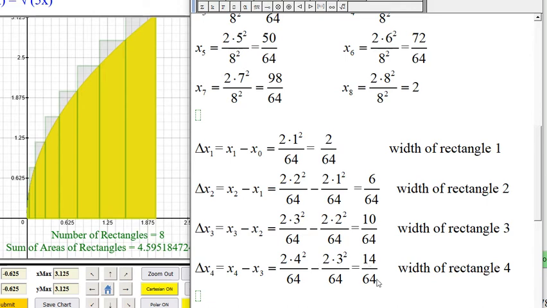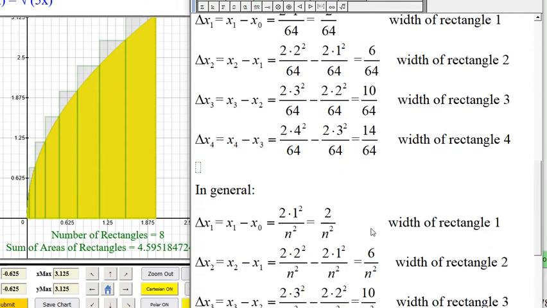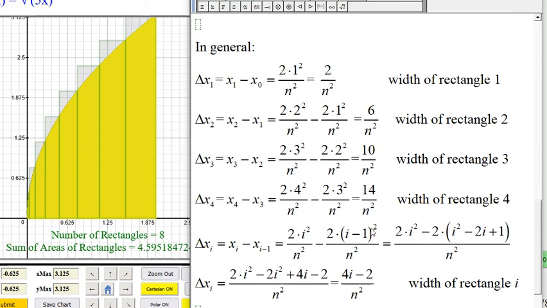And so on. And then we can go on and find the width of the fifth, the sixth, the seventh, the eighth rectangle. But in general, if there are n rectangles, then for this particular example, the first width will be 2 over n squared. The width of the second rectangle will be 6 over n squared. And then the third rectangle is 10 over n squared. The fourth is 14 over n squared. And so let's get a formula for the ith width.